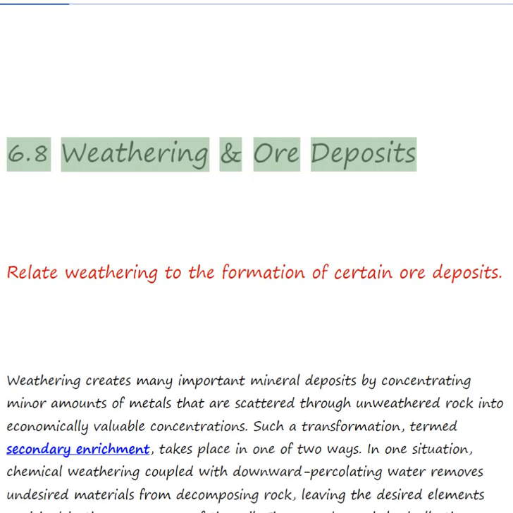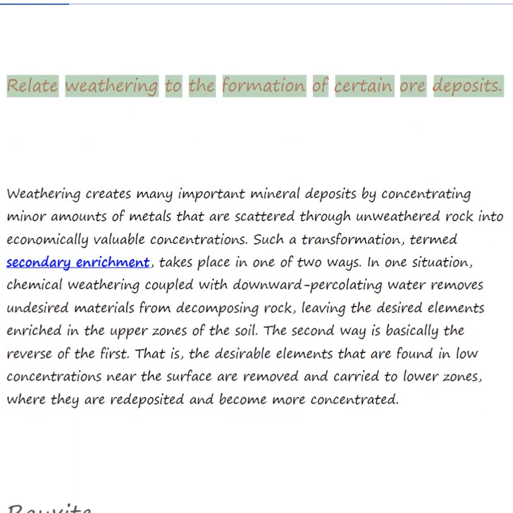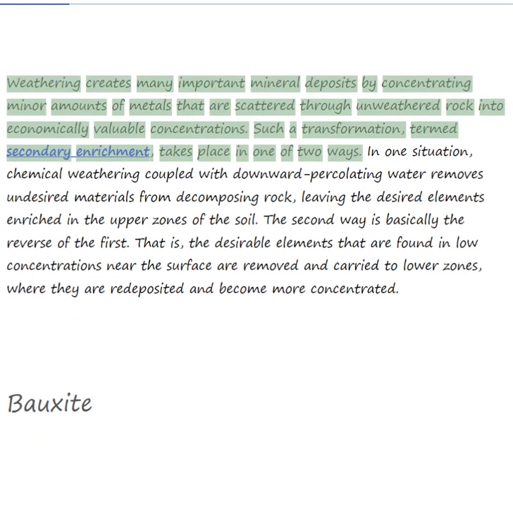6.8 Weathering and ore deposits. Relate weathering to the formation of certain ore deposits. Weathering creates many important mineral deposits by concentrating minor amounts of metals that are scattered through unweathered rock into economically valuable concentrations. Such a transformation, termed secondary enrichment, takes place in one of 2 ways.